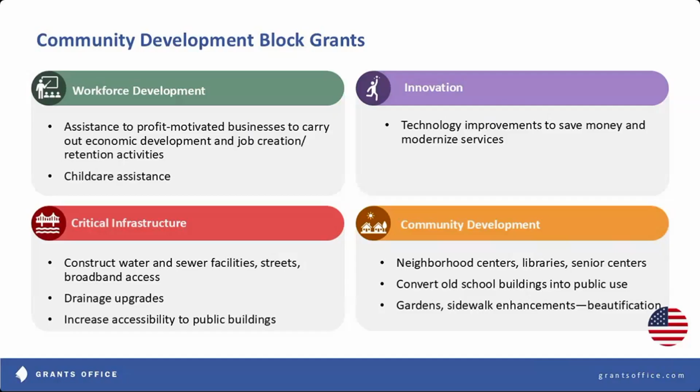You have technology improvements to save money and modernize services through various critical infrastructure projects, which include the construction of water and sewer facilities, improving streets, broadband access, drainage upgrades, and increased accessibility to public buildings. And then from the community development side of things, we definitely have seen neighborhood centers, converting old school buildings into public use, whether it's a library or a senior center, community gardens, trails, sidewalk enhancements, anything to beautify the community, to help with any type of community development and to increase the validity of the community through those enhancements.